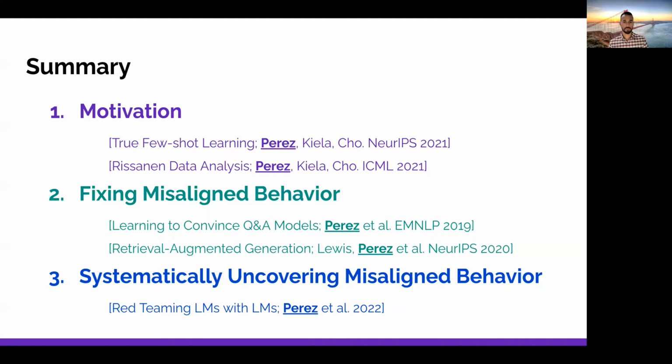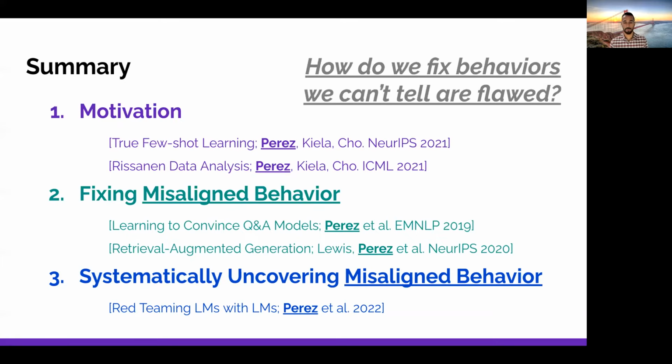And I think this problem is still not addressed to the extent that we need in order to deploy these models in systems like Alexa. So I think there are many open questions here. One that is particularly salient to me is fixing misaligned or undesirable behaviors that are hard for even people to detect.